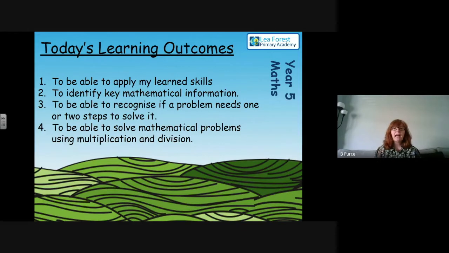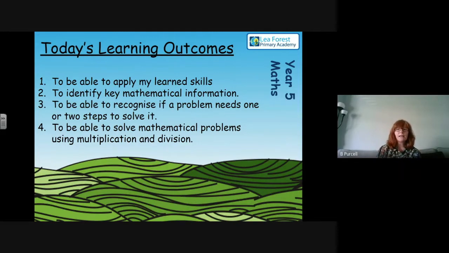You need to be able to recognise if a problem needs 1 or 2 steps to solve it, because sometimes problems are trickier than others, and it's not just 1 calculation you need to do to solve it, but 2, maybe 3 sometimes, or more. But generally around our learning, it's 1 or 2 step problems.